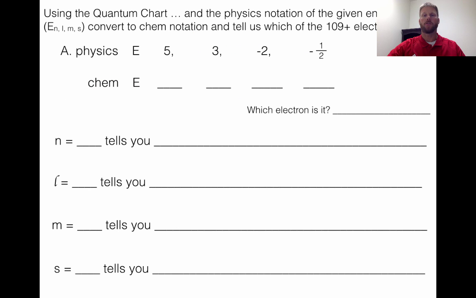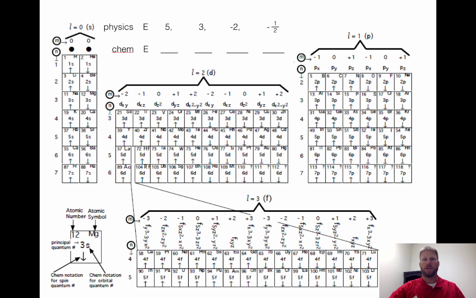Let's do another sample like we did in large group. We have the physics notation here for an electron. Let's figure out what the chemical notation is and what electron it is. So let's go to our quantum table and use the notation that we have. So here's the physics notation up here. Let's do the chemistry notation. Right now, we have 109 electrons to choose from. Quantum numbers are going to help us narrow it down to one specific electron on this whole table.